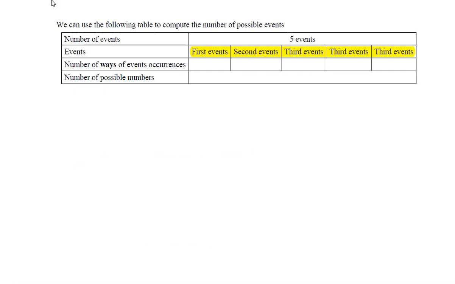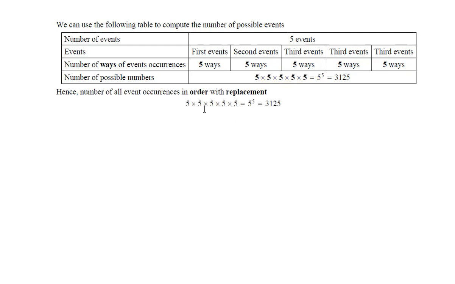In general, we can use the following table to compute the number of possible events. We have 5 events, and we write these events in order from the first event to the 5th event, and the number of ways each event will occur, which is 5 ways for each. And now we can get the number of possible numbers, which is 5 to the power of 5. So these are all possible numbers that we can generate from the set of 5 numbers mentioned before.